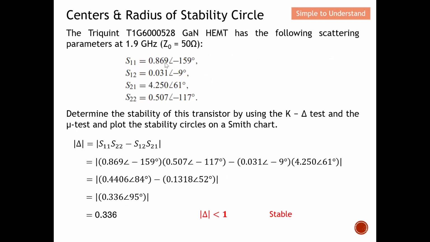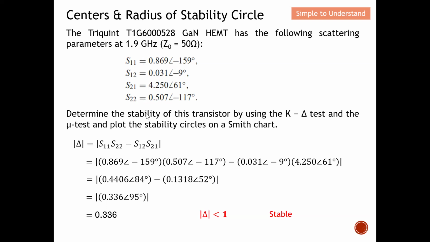Saying so many words, let's work out an example to understand this better. Okay, so basically keep this in mind. The objective of this video is to plot the center and radius of the stability circle. So basically for this type of amplifier, most of the time, it will be conditionally stable. Okay, so basically this is a transistor amplifier, and it has these S parameters over here.